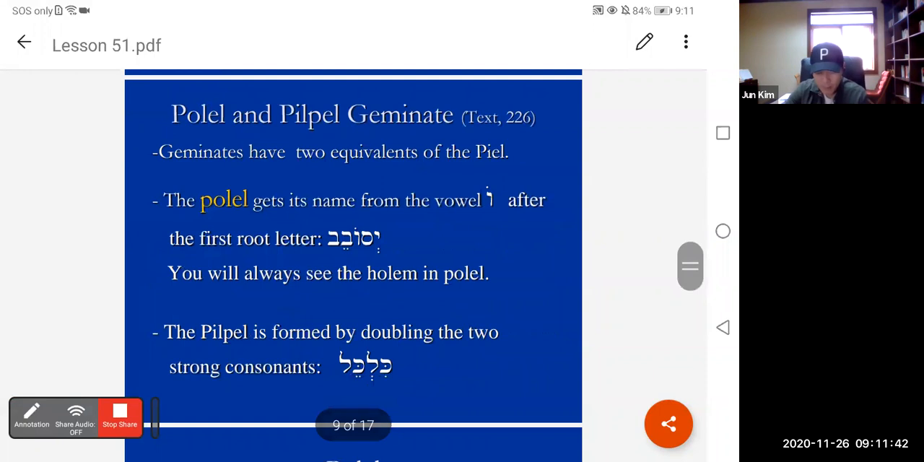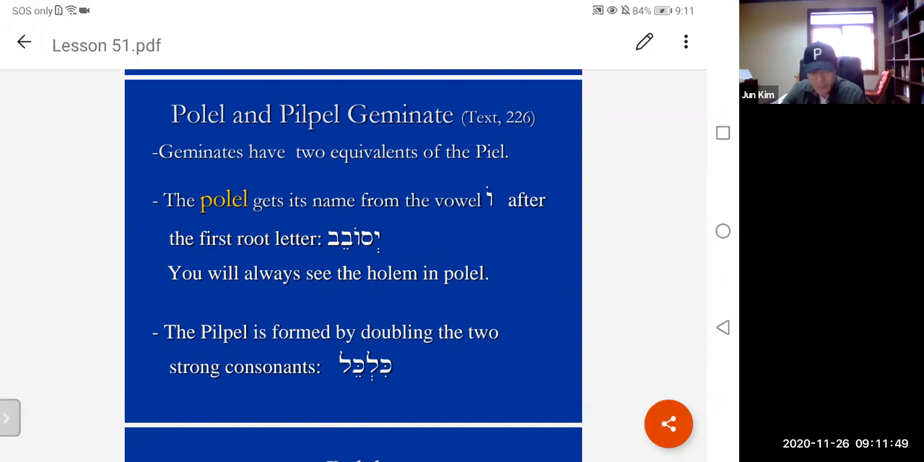Okay, let's just talk about polel and pilpel very quickly. Geminates have two equivalents of the piel. Whenever we need to intensify the qal meaning, it's normally used in the piel stem. But for the geminate verb, we don't use piel, but we use polel or pilpel.